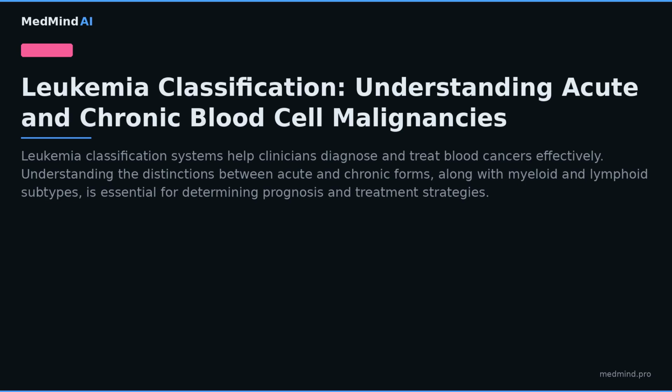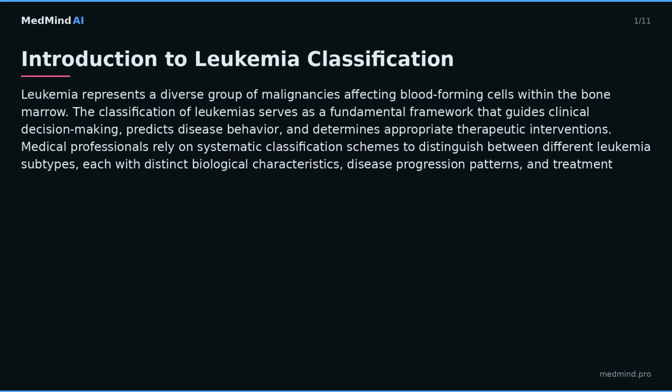Leukemia classification, understanding acute and chronic blood cell malignancies. Leukemia classification systems help clinicians diagnose and treat blood cancers effectively. Understanding the distinctions between acute and chronic forms, along with myeloid and lymphoid subtypes, is essential for determining prognosis and treatment strategies.